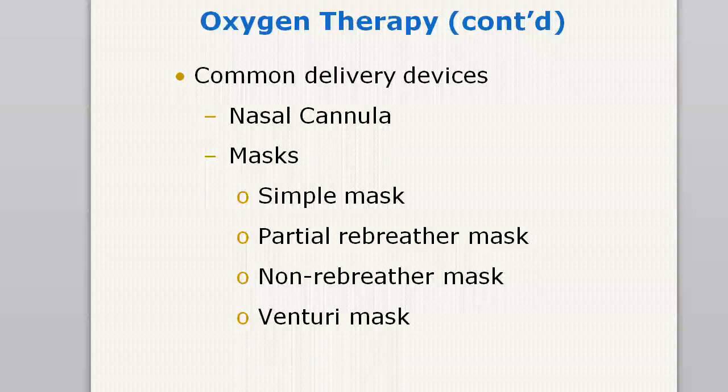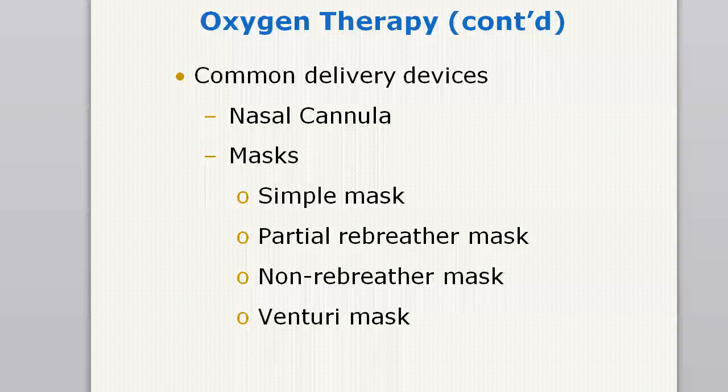So maybe we'll put them on a simple mask or a partial rebreather and get blood gases in 1 hour. So make sure that when we get those blood gases, that the patient has had that particular device on for that whole hour, and the patient hasn't been taking it off and putting it on, because you're not going to get the true indication of how that device works for the patient if the patient is not keeping it on the whole time, or it keeps taking it off.